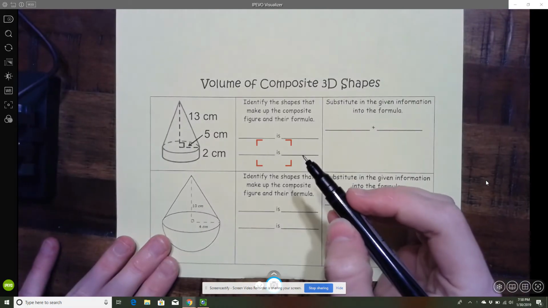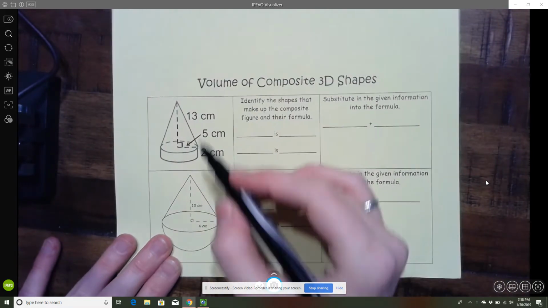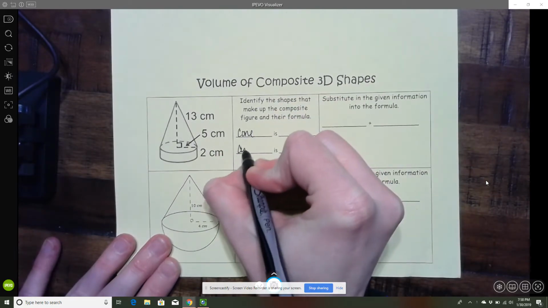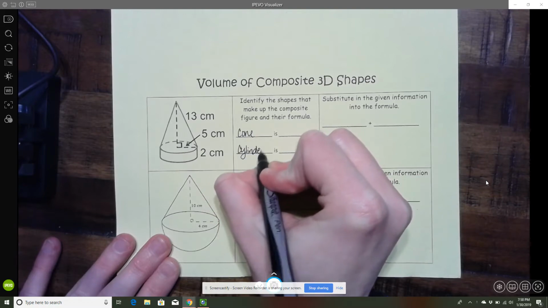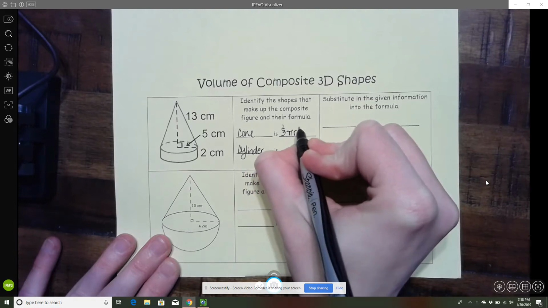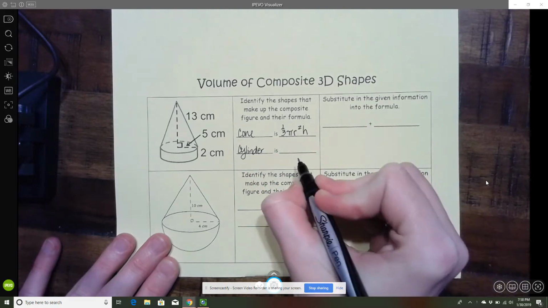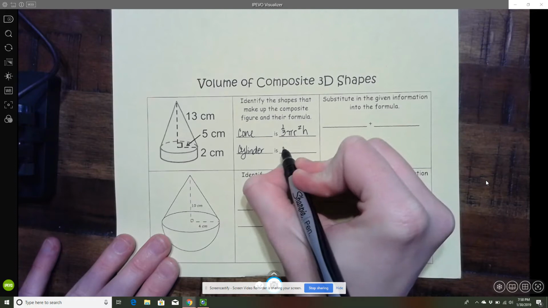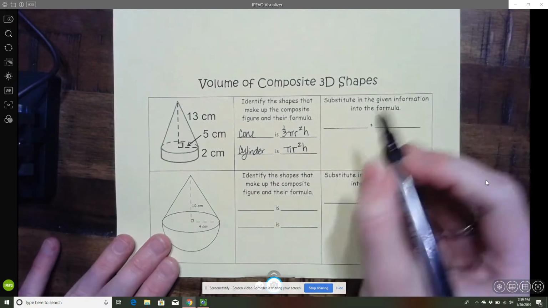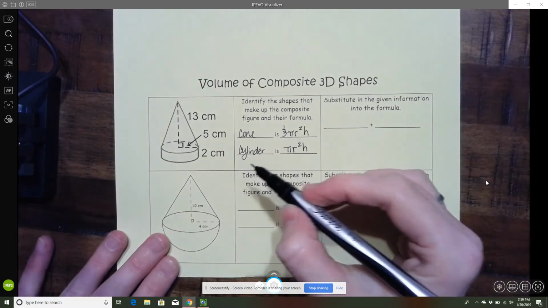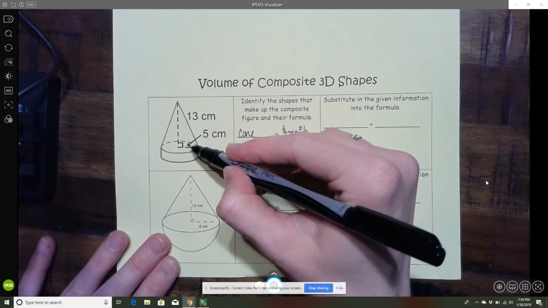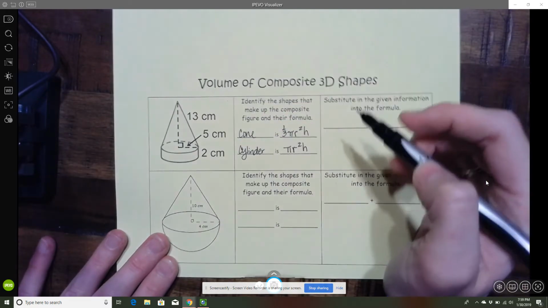So in this one, we've got a cone, and that's the top one. And the bottom one is a cylinder. And so the volume of a cone is 1/3 pi r squared h. And then the volume of a cylinder is pi r squared h. And so you're going to substitute your information into the formulas. And then for this one, we're just going to add them together because that's all we're doing, we're combining the shapes. And when we combine, we add.